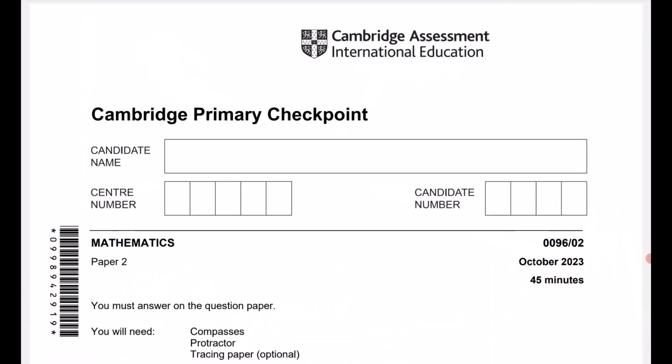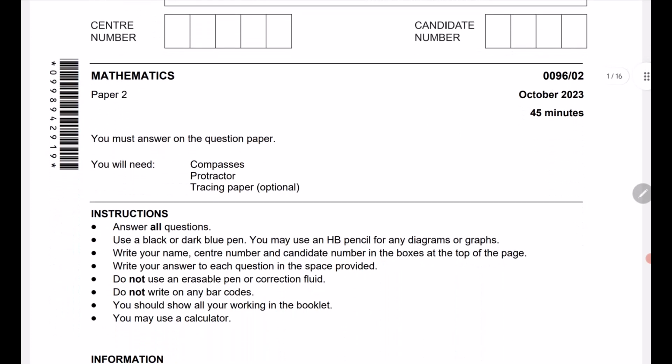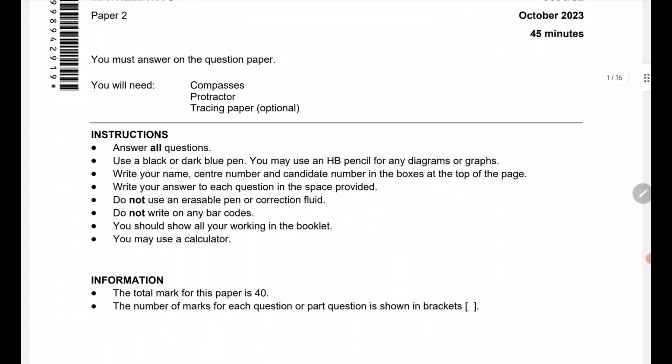Hello everyone. Bữa nay chúng ta sẽ cùng nhau phân tích cái đề thi toán Primary Check 1 năm vừa rồi vào tháng 10. Thì cái đề này là paper 2 luôn các bạn. Thì paper 2 là chúng ta có thể được sử dụng cái calculator, tức là cái máy tính.